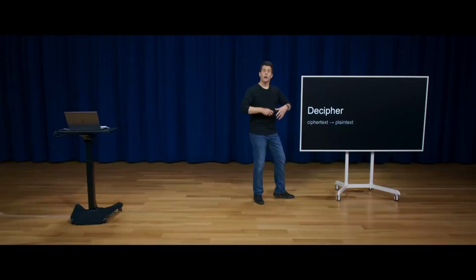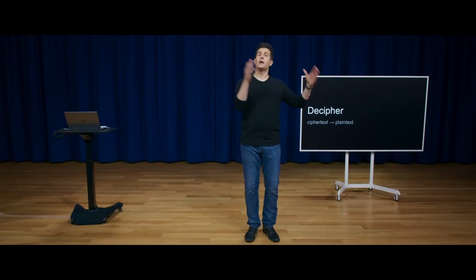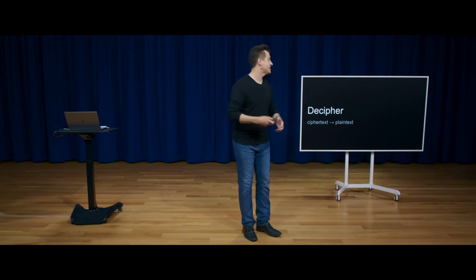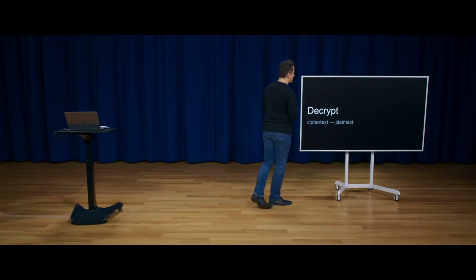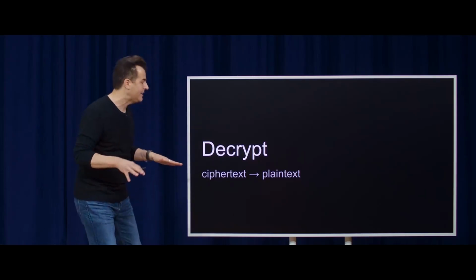Nowadays, encrypt is probably the more common of those terms. Meanwhile, decipher would be the opposite of that. To actually take the ciphertext that someone else has sent to you, run it through an algorithm or cipher, and get back the plain text. Meanwhile, decrypt would be a synonym for that phrase, which refers to exactly the same process of taking ciphertext as input and outputting plain text as output.